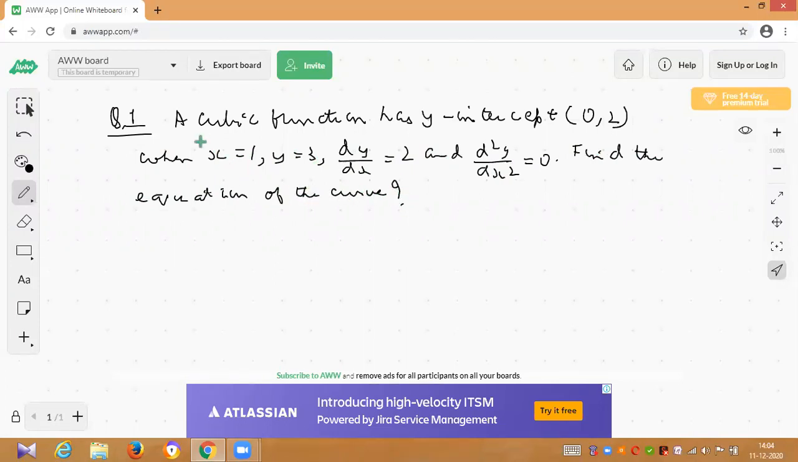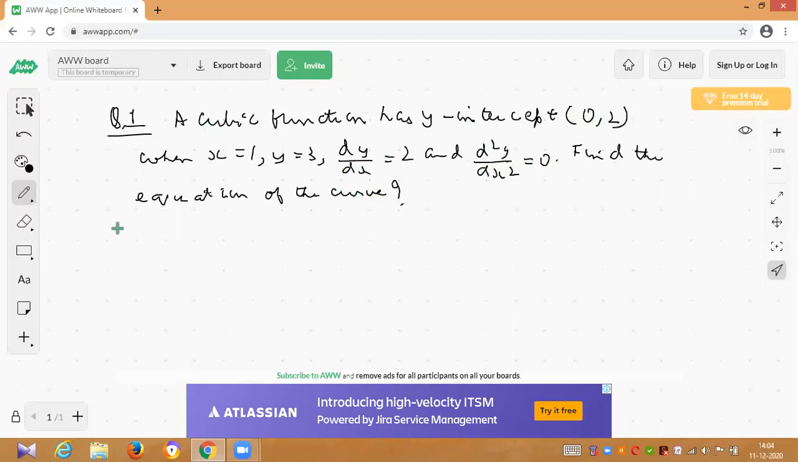Now this is the question. I repeat it. A cubic function has y-intercept 0 comma 2. When x equals 1, y equals 3, dy by dx equals 2, and the second order derivative, that means if I differentiate dy by dx again, I get the second order derivative equal to 0. Find the equation of the original curve. Now these are the type of questions which are most commonly asked.